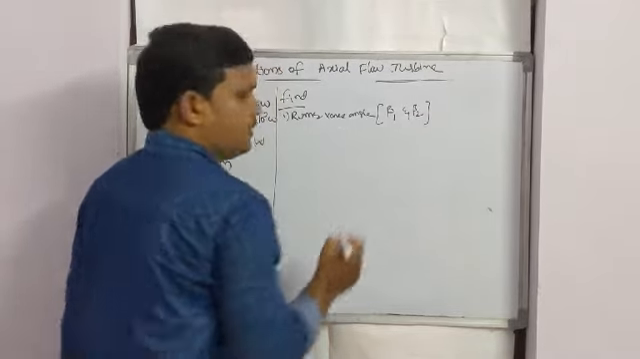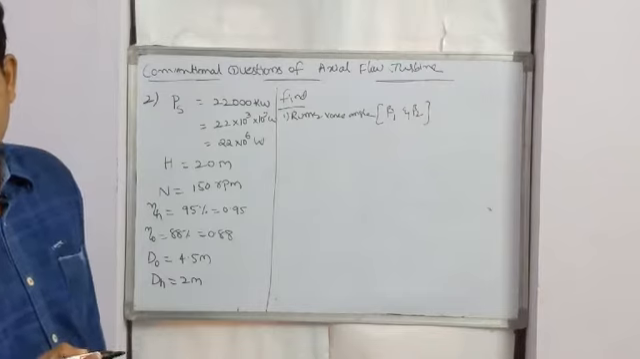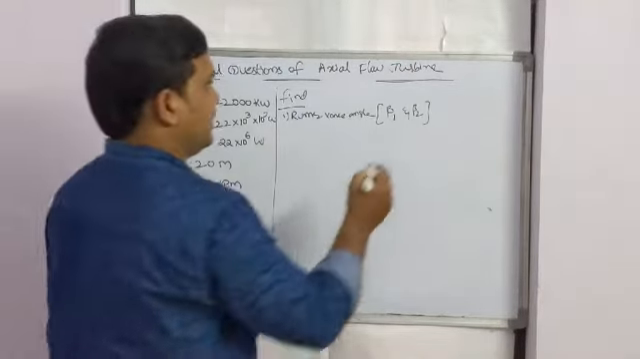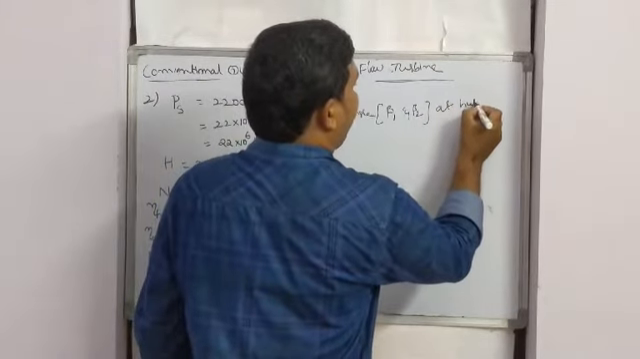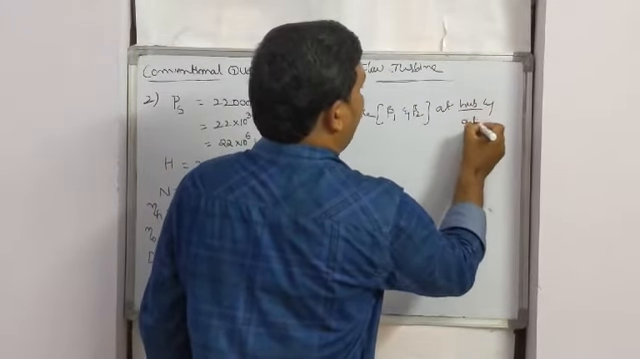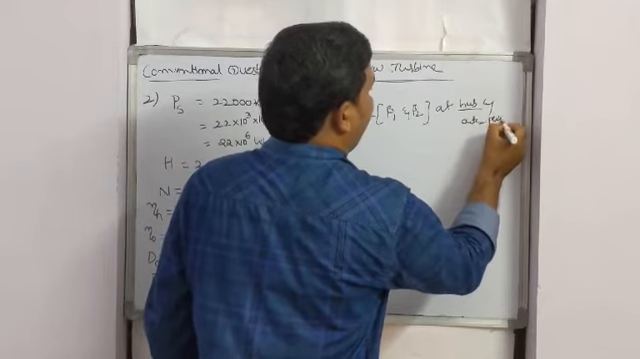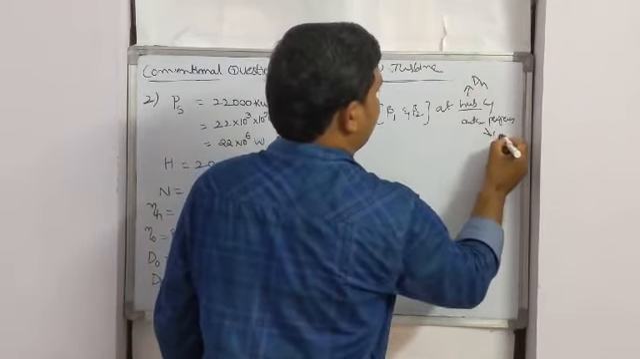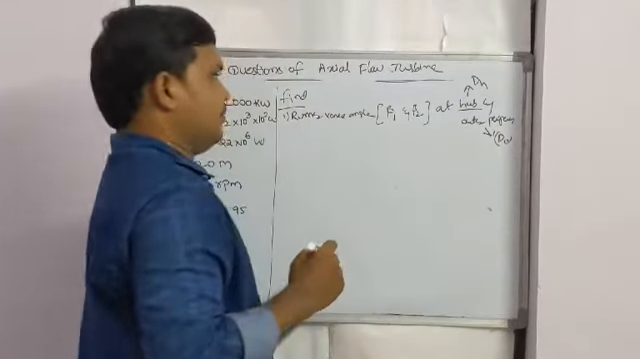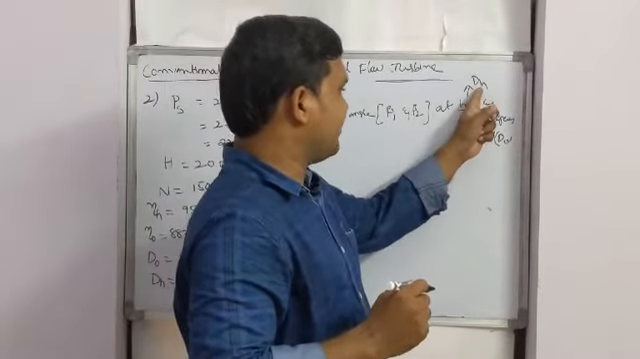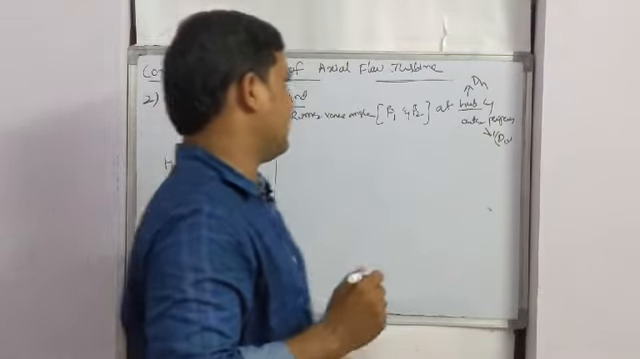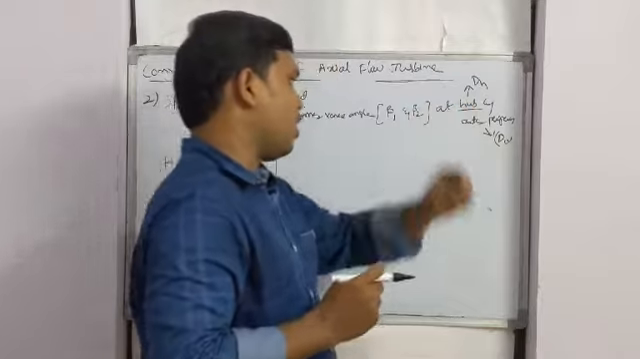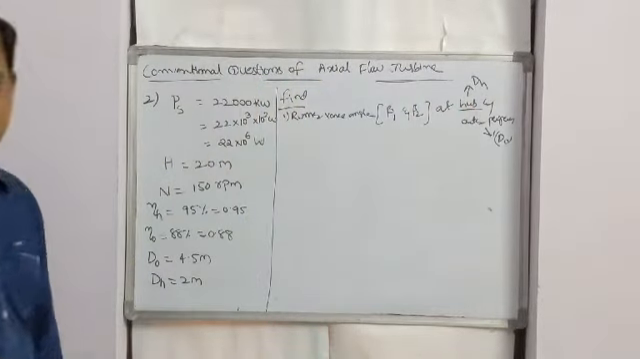They want to find out vane angles at the hub as well as the outer periphery, by using DH and DO, because the vane angles at the hub are different and the outer periphery is different. So they want to find out vane angles at the hub section as well as the outer periphery section or outer tip section.